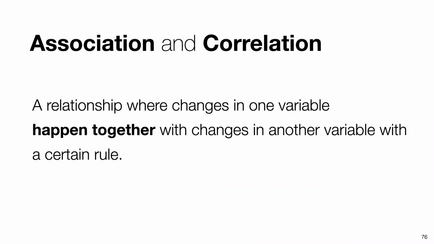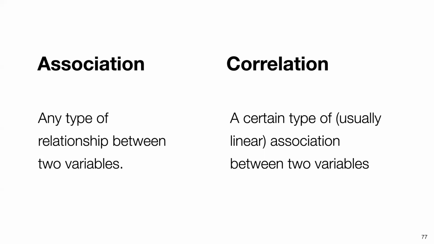Precisely, in this world of statistics, we differentiate these two. But it depends. I'm not the academia person, so I'm not going to go super hard on the definitions. Nonetheless, these are relationships where changes in one variable, or one column, I'm going to start using the word variable, but it really is a column in this case, happen together with changes in another variable with a certain rule. Here, association is a broader thing, any type of relationship between two variables. If you see a relationship between one variable and another variable, that's association.